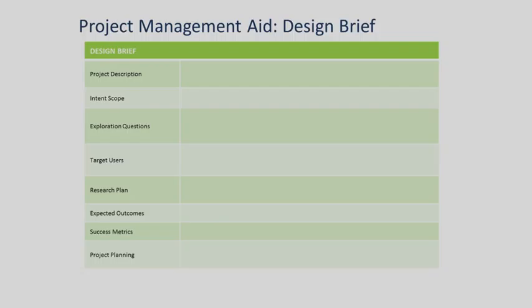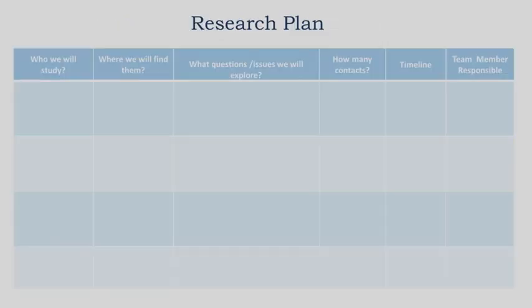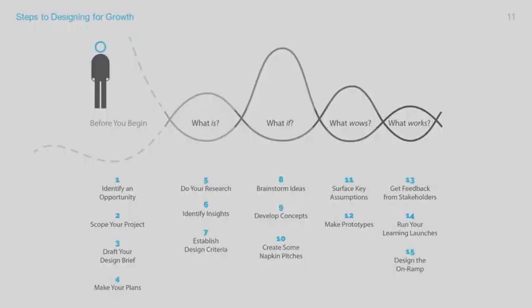We would then have converted our intentions into a research plan that specified who we would study, where we would find them, and what questions we might ask them, as well as the timeline we wanted to work within. And all of these resources will be available to you on Design at Darden. So now we're ready to begin asking the question, what is?